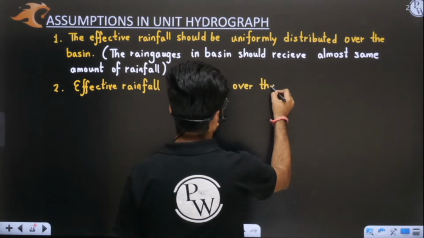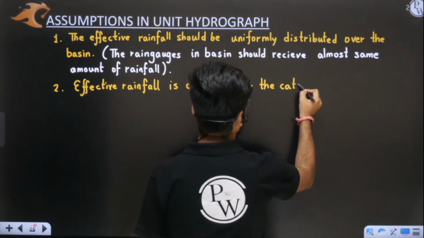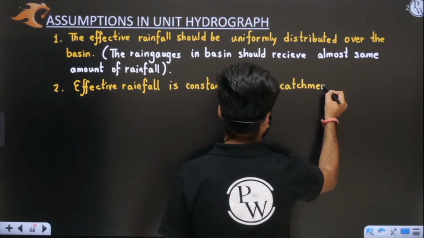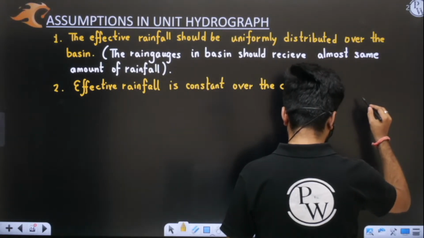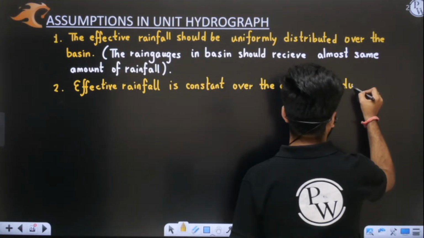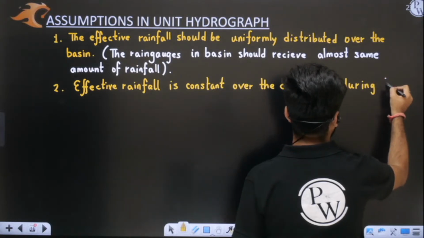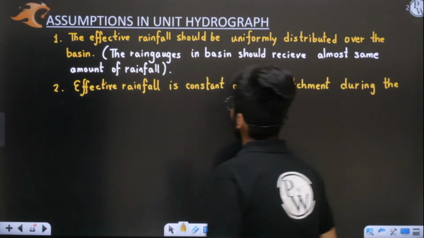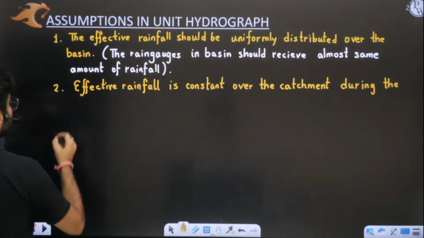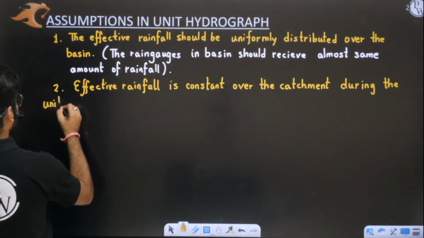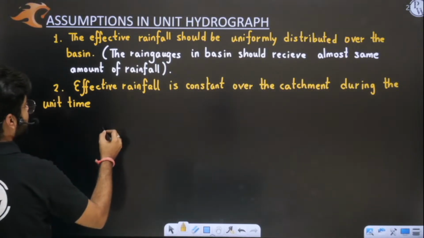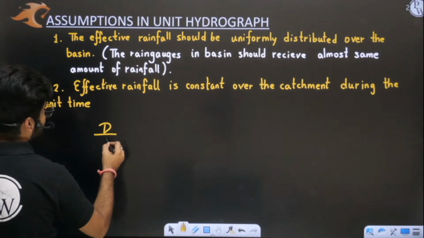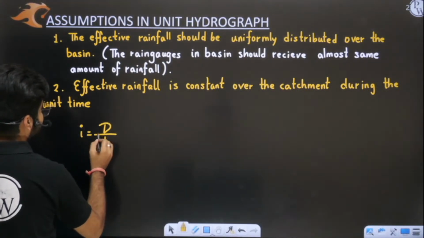Effective rainfall is constant over the catchment during the unit time. Unit time means intensity. See, if you have effective rainfall depth as d and you divide by time, then obviously it will be intensity.